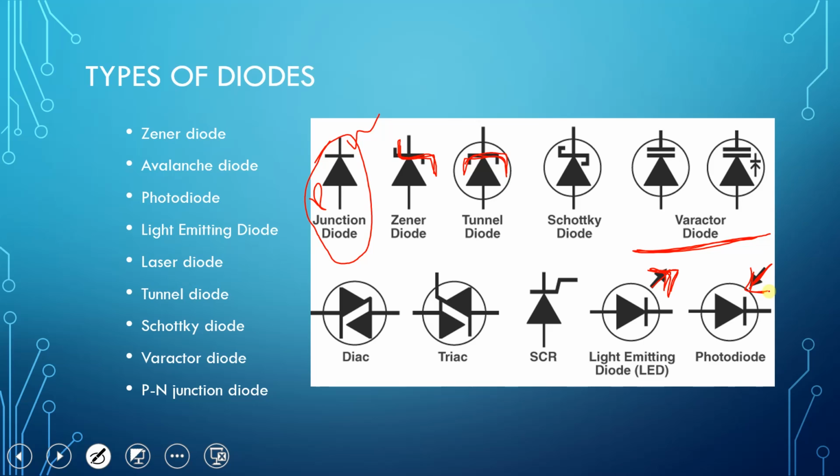And these are SCR, triac, and diac. So these three we will discuss later on. These are the diodes which I named here: Zener diode, avalanche diode, photodiode, light emitting diode, laser diode, tunnel diode, Schottky diode, varactor diode, and PN junction diode.